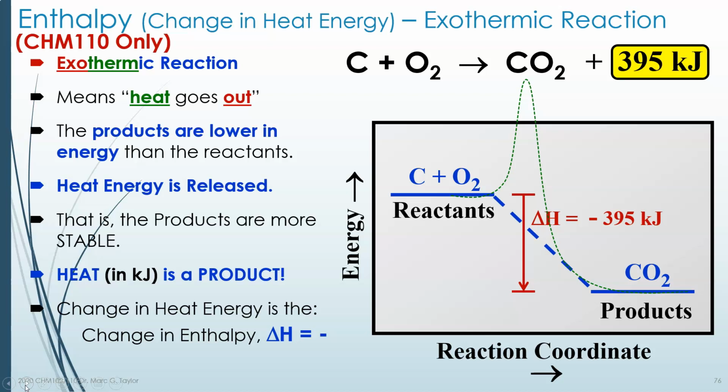Enthalpy, I realize it's a similar word to entropy. They mean very different things. Entropy is disorder. Enthalpy is the heat of a reaction. The change in heat of the reaction is the change in enthalpy. We abbreviate it as delta H.